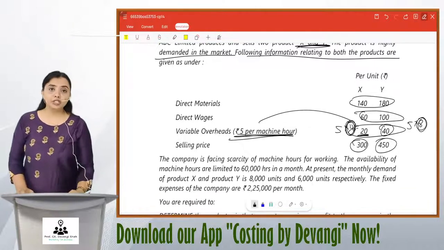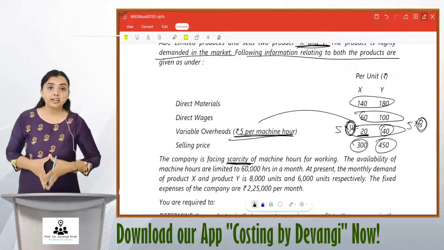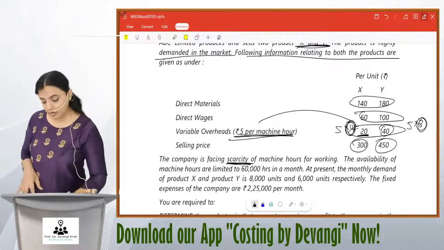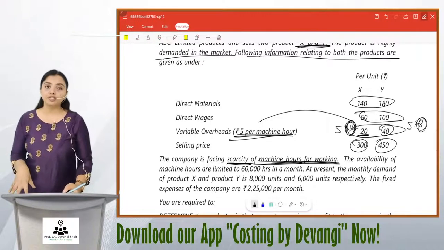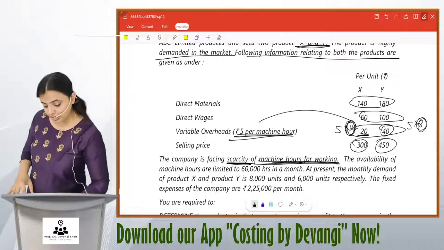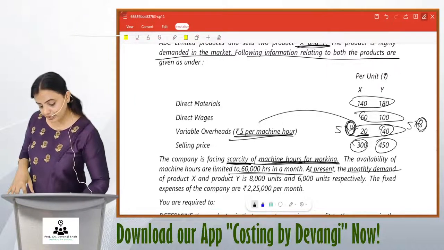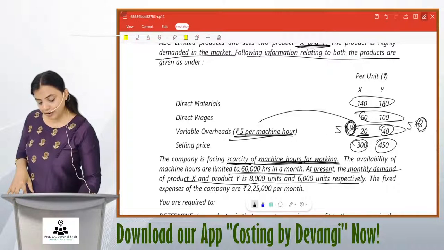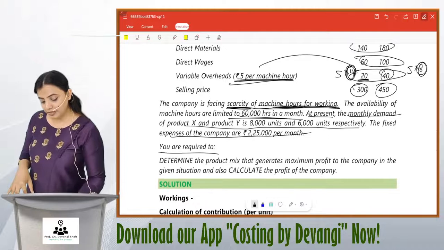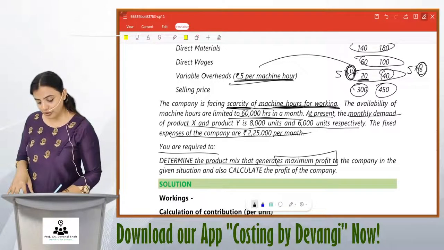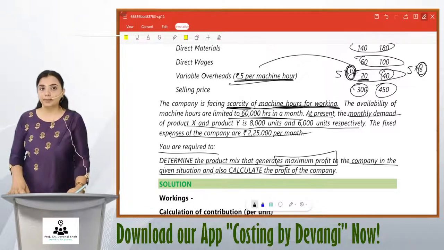The company is facing scarcity. किस चीज़ की कमी है? The company is facing scarcity of machine hours for working. The availability of machines is restricted to 60,000 hours in a month. At present, monthly demand of X and Y is 8,000 and 6,000. Fixed expenses are 2,25,000 per month. You are required to determine the product mix that generates maximum profit to the company in the given situation. Also calculate the profit of the company.